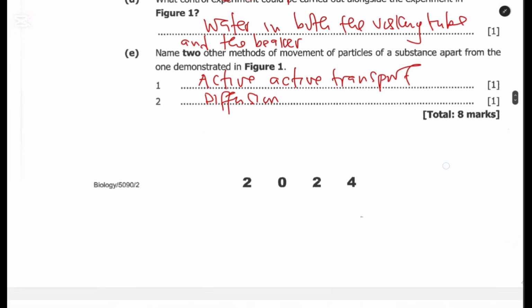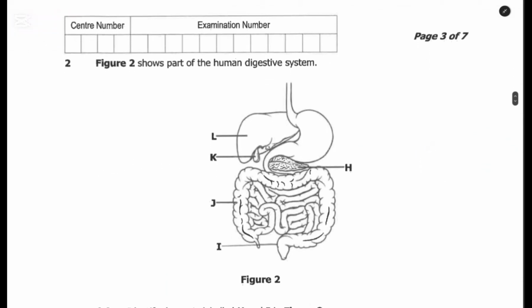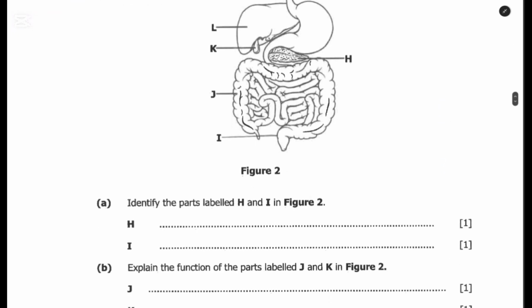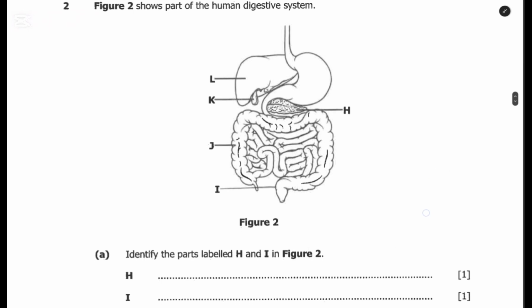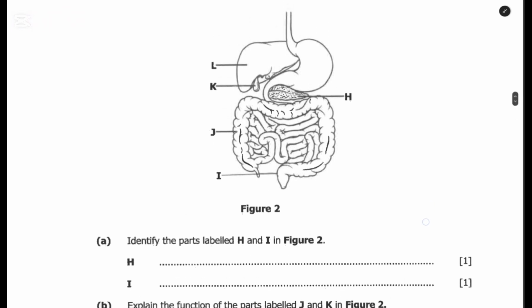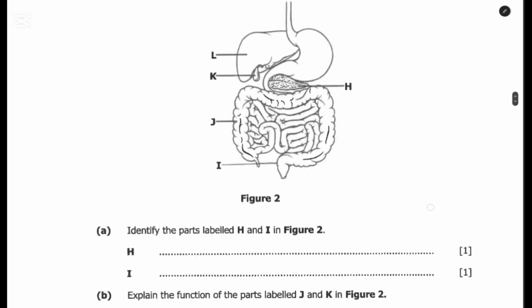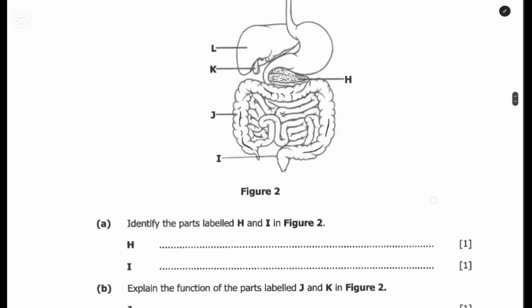We proceed to look at question 2. Question 2, as you can see from the diagram, is on digestion. And the question reads: Figure 2 shows parts of the human digestive system. Look at it very carefully, so that even as we go to answer the question, you have the answers. All right. And just looking at the diagram, you should be able to identify the parts that are given here, because that is one of the questions that we are going to encounter.